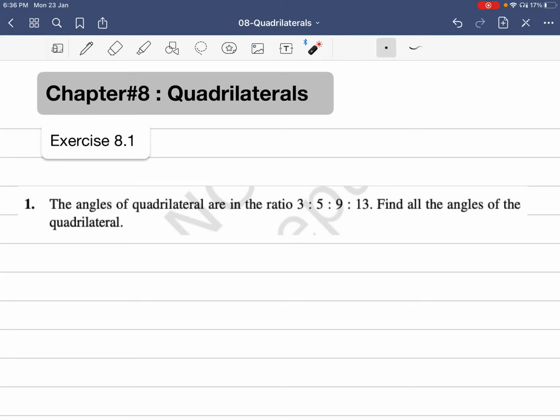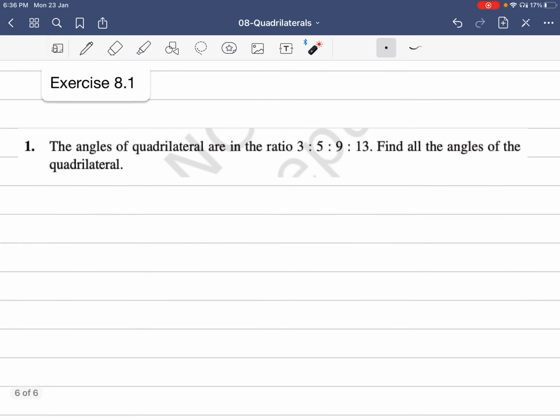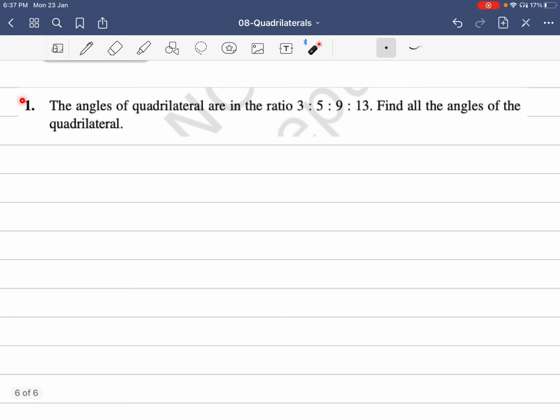So in this video, we're going to start with exercise 8.1 from chapter number 8, quadrilaterals. So let's see what is question number 1. Yes. So the question number 1 reads, the angles of a quadrilateral are in the ratio 3 as to 5 as to 9 as to 13. So this is the ratio of the angles of a quadrilateral. Find all the angles of the quadrilateral.